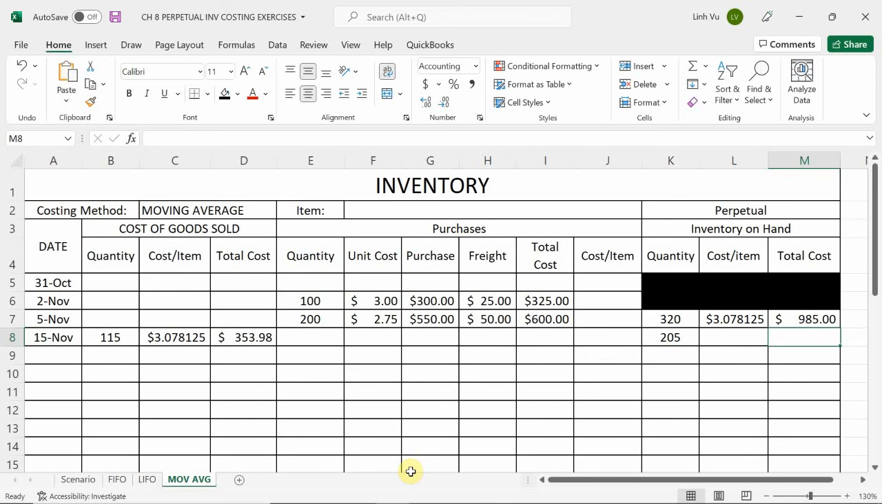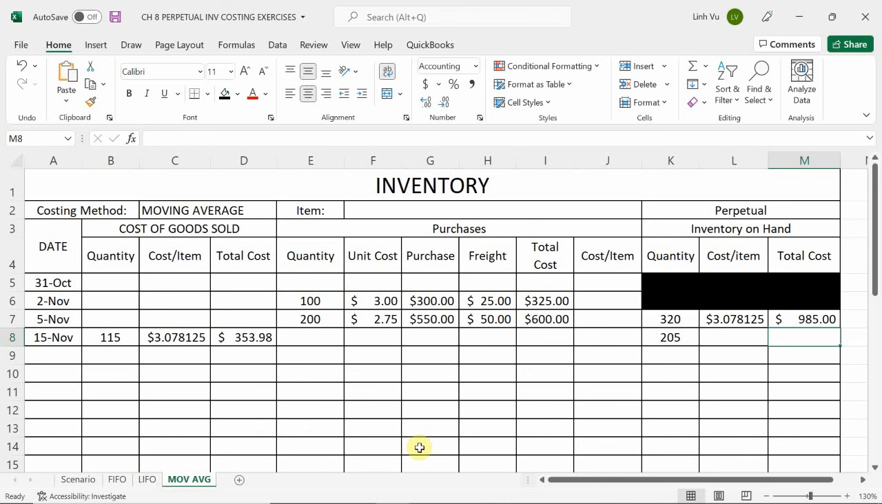So this is the purchase. Okay, where did we get the number to divide it? That's what I'm asking you to solve. How do I get that number in order to divide it? Because we sold 115 units and you knew to take your quantity of 320, subtract the 115 to get your new quantity of 205, then how do you get your total cost? It's going to be from the 985. 985 and what?